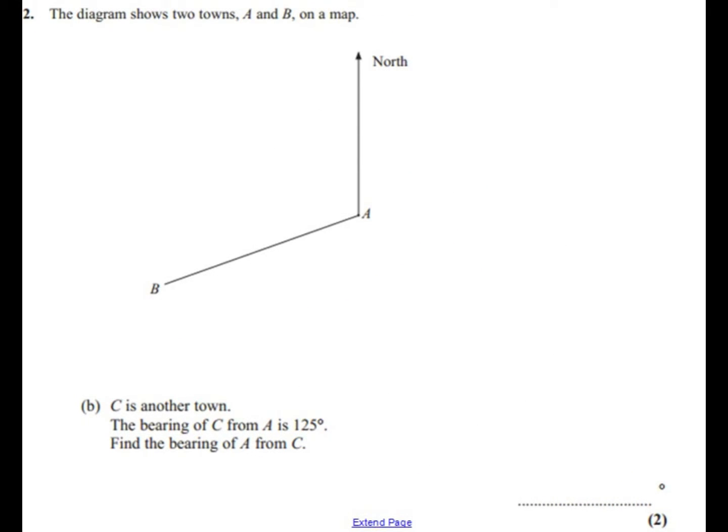Now in part B of this question, we're asked about another town, C. You'll notice that we're not asked to measure anymore, but just to find. Again, we're starting from A, and the bearing from A is 125 degrees. Now because we're not doing this accurately, we don't need to measure anything, we can actually draw that line on anywhere, but we know that when we label it, it's going to be 125 degrees measured clockwise from north.